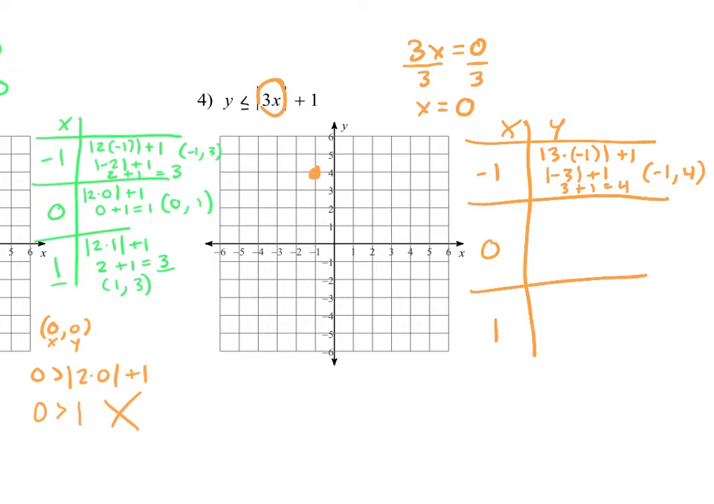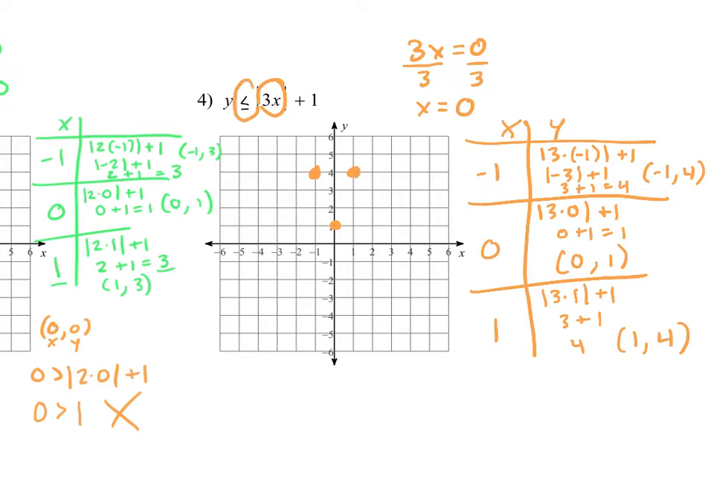Next we plug in 0, so we have the absolute value of 3 times 0 plus 1. 3 times 0 is just 0. 0 plus 1 is 1, so our point here is 0, 1. Stay on 0, go up 1. Next, we plug in 1, so the absolute value of 3 times 1 plus 1, this is 3 plus 1, which is 4, so our point here is 1, 4. So we go to the right 1 and up 4.